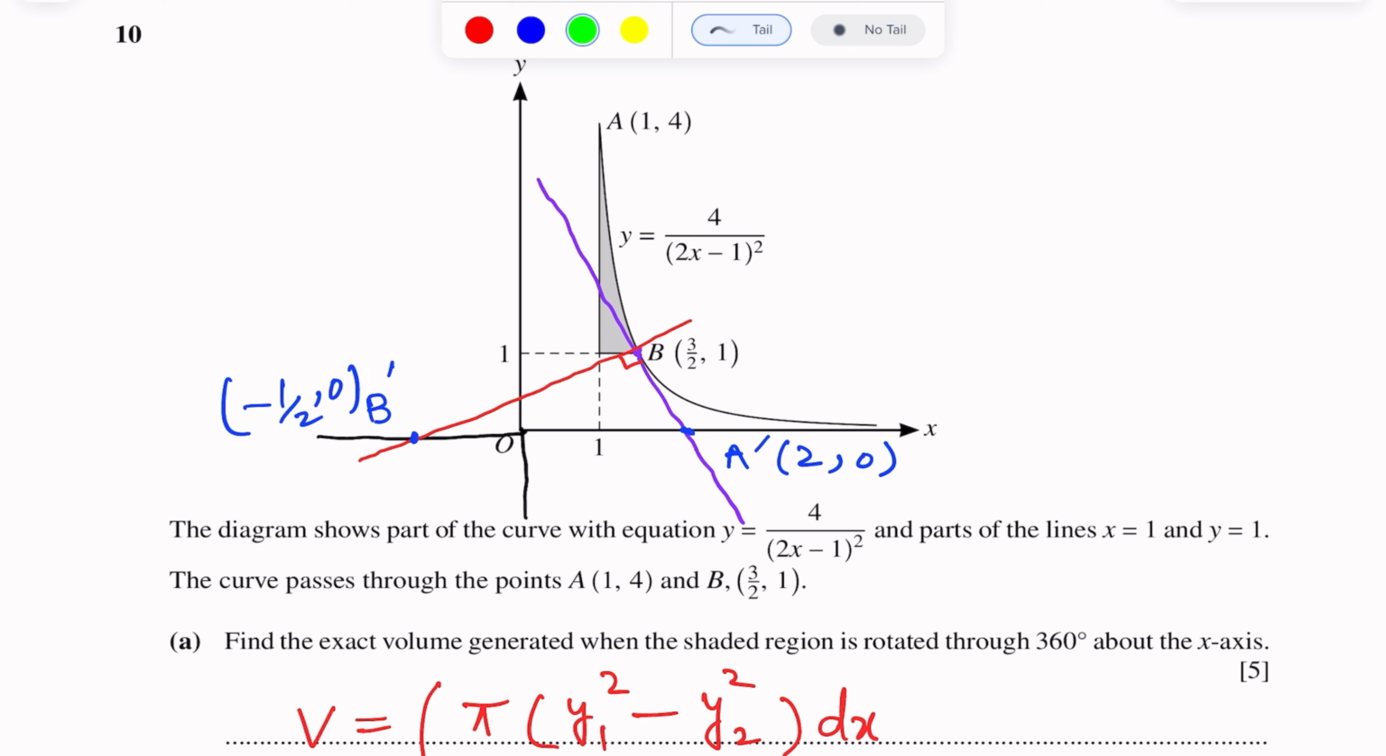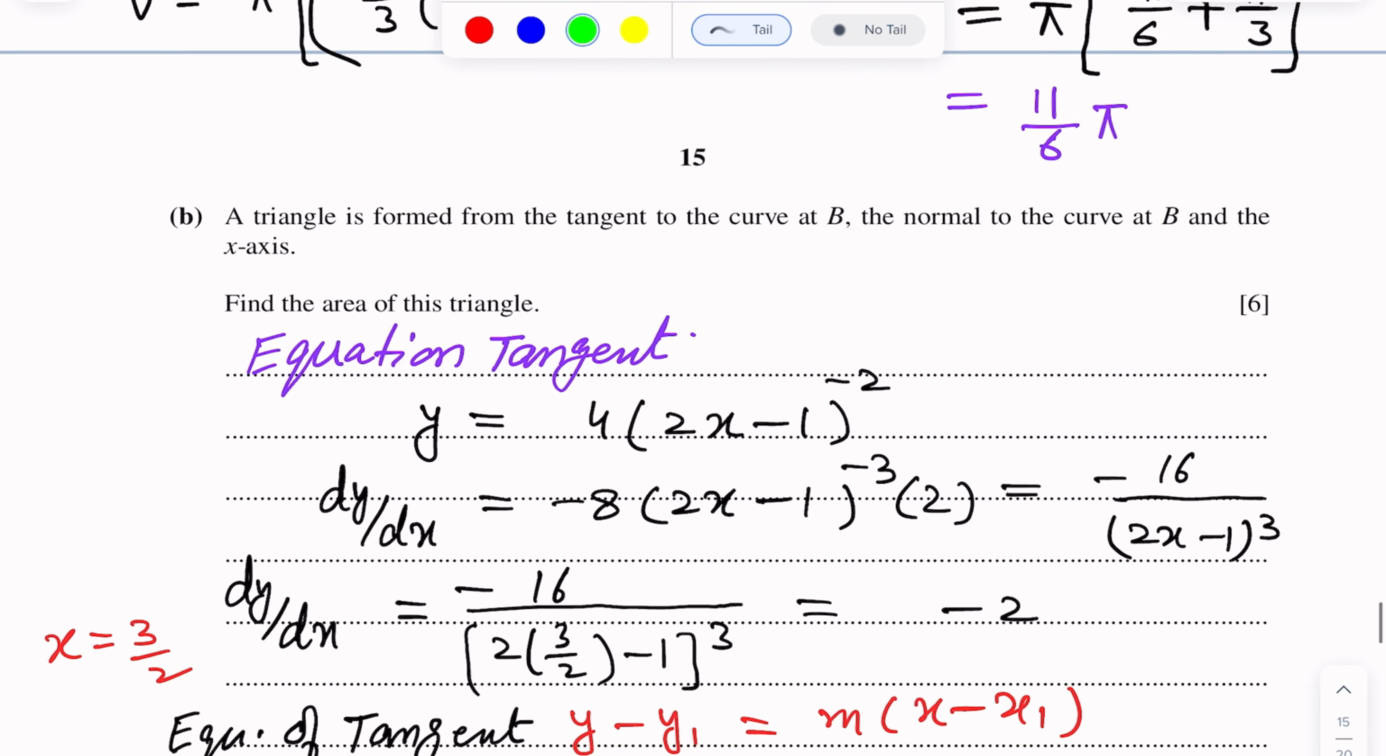Now we can easily find the area of this triangle. For the area of this triangle, first we have to find the base, I mean the lengths of B dash B and B A dash. One length will be the base, the other length will be the perpendicular, because base and height are perpendicular to each other. So first we have to find the lengths, then we will find the area.